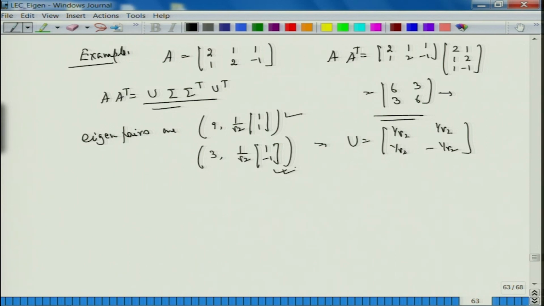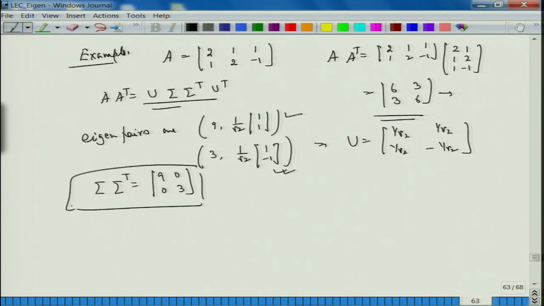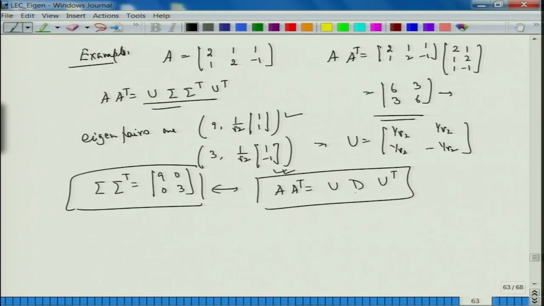So I have got the matrix U, and sigma sigma transpose is nothing but 9 0 0 3, all right, because A A transpose is U D U transpose, fine. So therefore D is this that you have got here. Let us compute A transpose A.